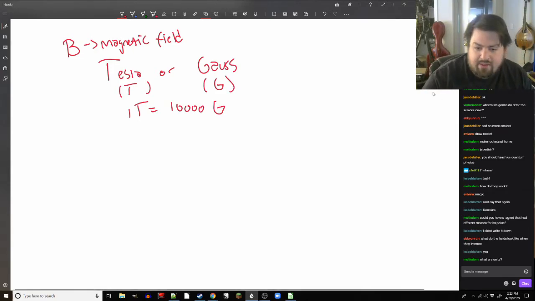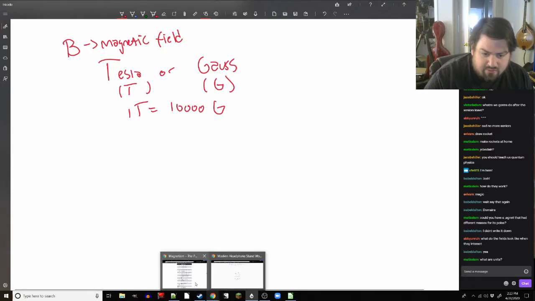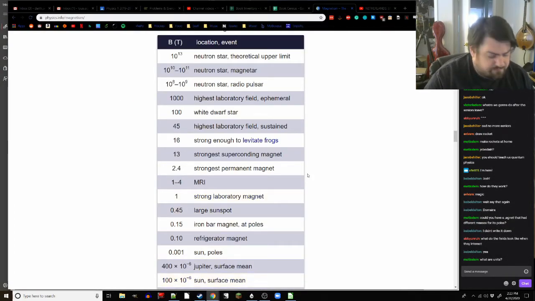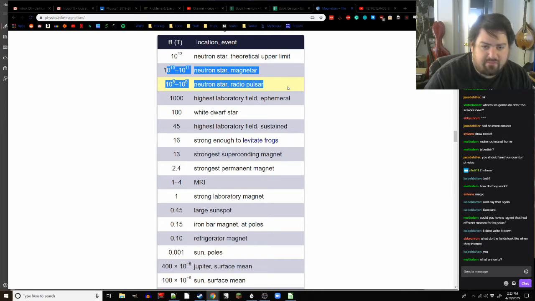In fact, I looked up a table of magnetic fields here. This is one of my favorite physics websites, physics.info. If you ever want to visit it, it's super awesome. It doesn't have everything, but it has so much, and it has really good practice problems too. So here are some sample magnetic fields. B, in Tesla, the theoretical upper limit of a magnetic field is 10 to the 13 Tesla from a neutron star. A really ridiculously high magnetic field.